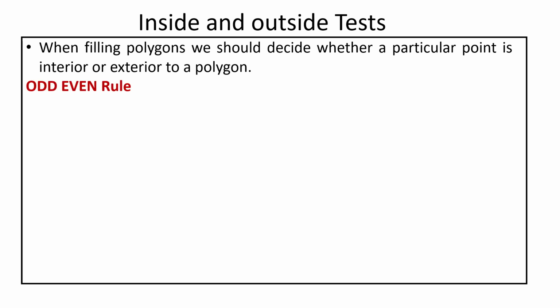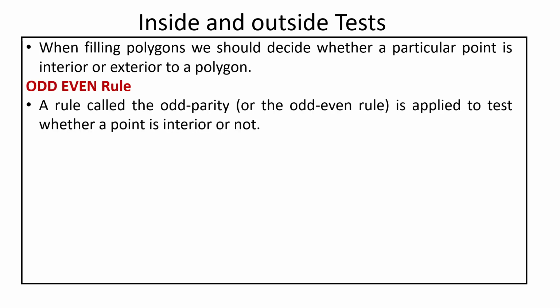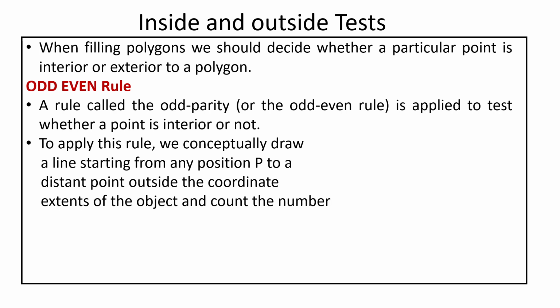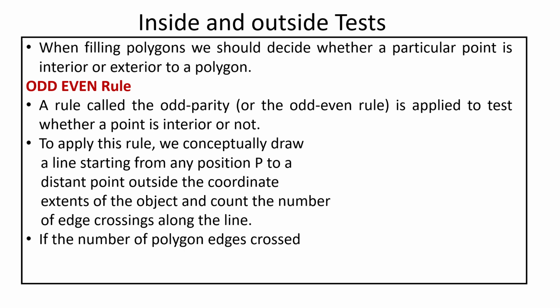For that, we will be using the odd even rule. The rule is called the odd parity or odd even rule, and it is applied to test whether a point is interior or exterior. To apply this rule, we conceptually draw a line starting from any position P to a distant point outside the coordinate extents of the object. We will count the number of polygon edges crossed by the line.